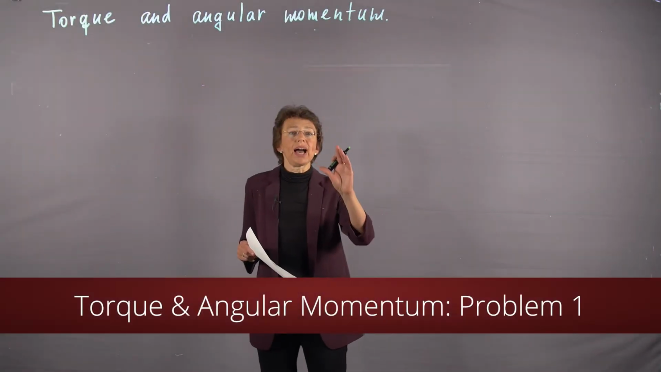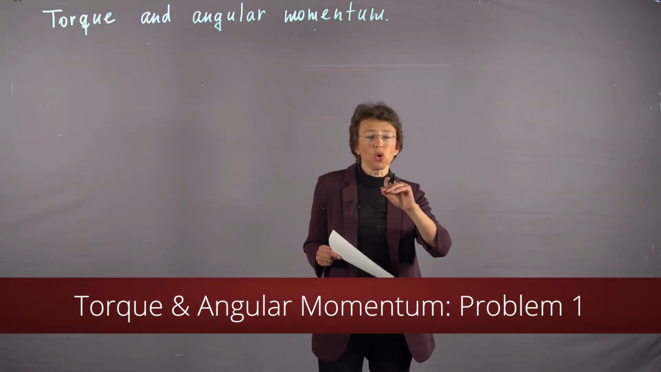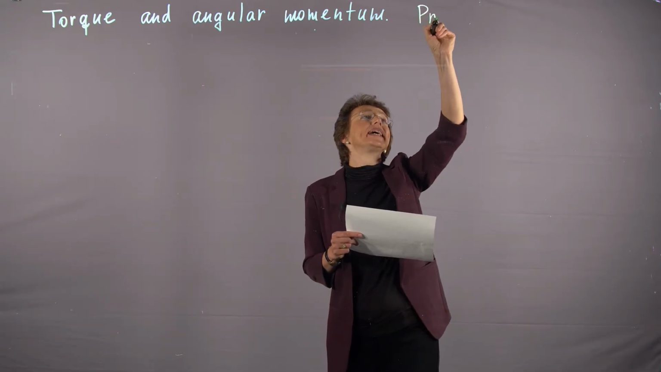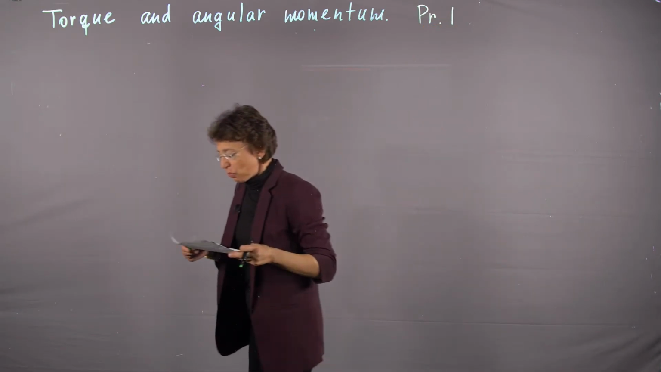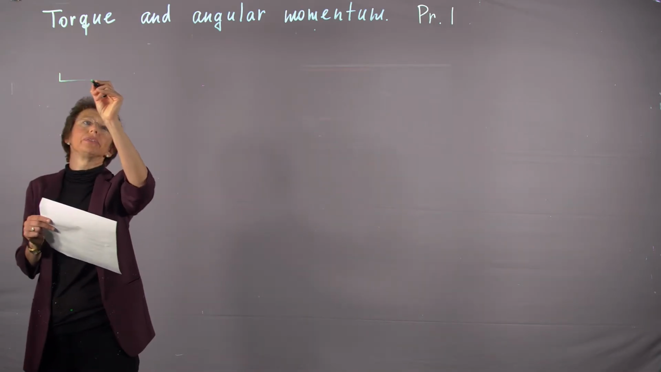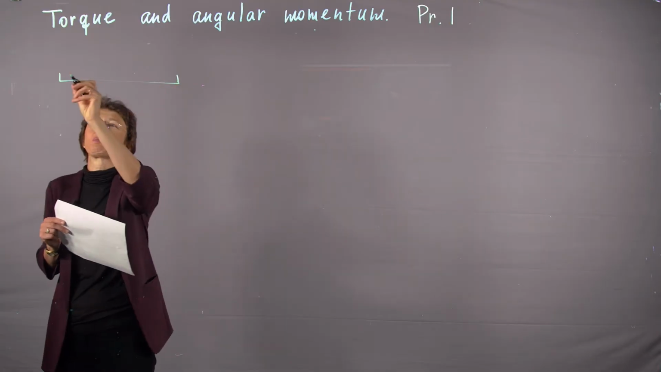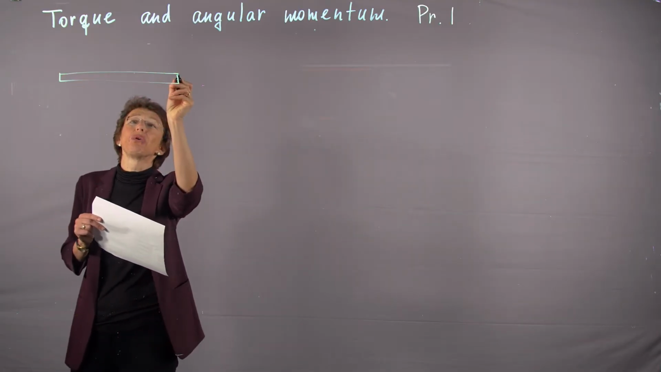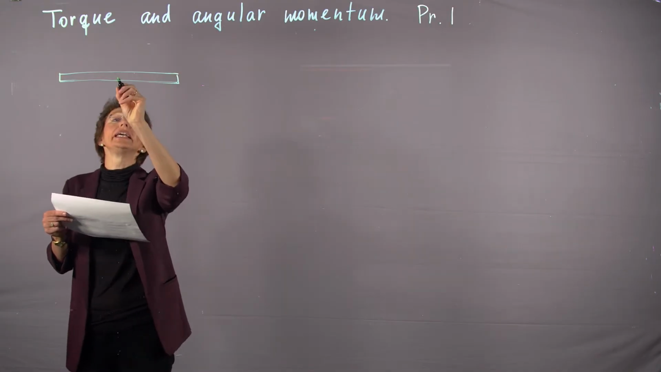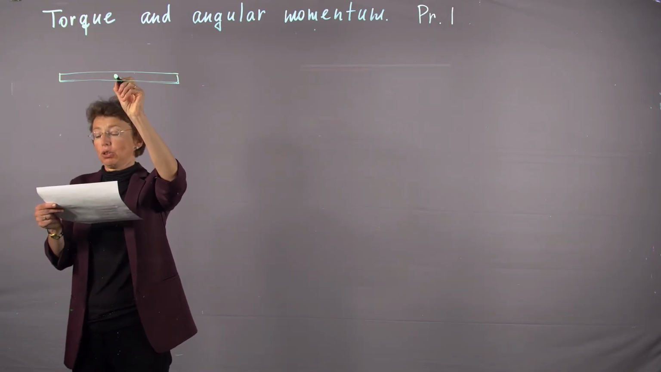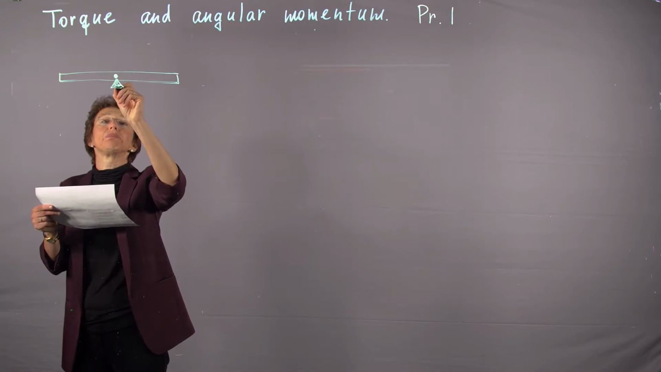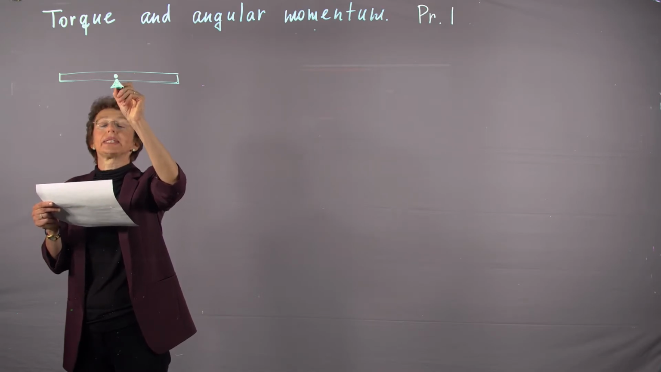Now let's apply the formulas that we wrote for torque to a problem. We will call it problem 1. For this problem 1, we will have again a rod. It doesn't mean that all problems with torque are about a rod. And this rod is pivoted about the center of mass, right here.